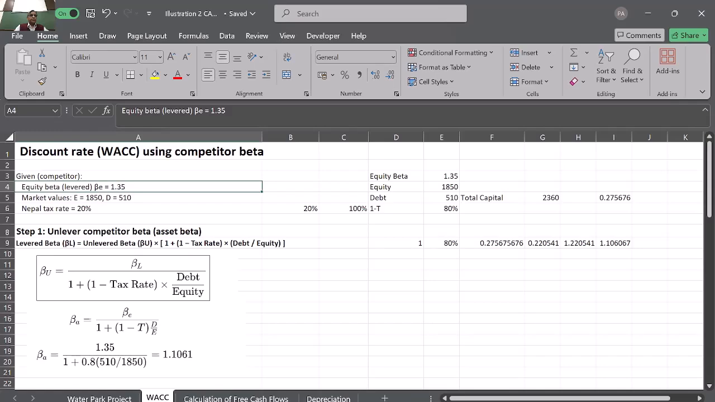So coming back to the question, equity beta is 1.35, which is nothing but the levered beta. Then the market values I have just given here. Equity is 1850 crores, the competitor. And debt is 510 crores. So if you calculate, the debt is 27% of the total capital.